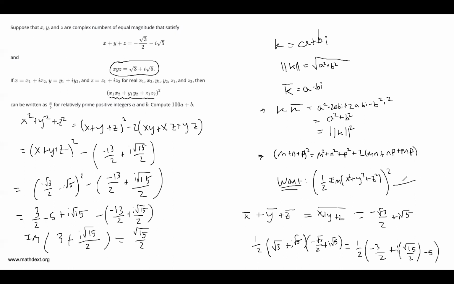And we want, remember, we want this thing. So we want 1/2 times this imaginary part all squared. And this would be 15 over 16.